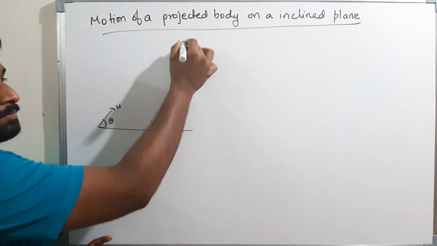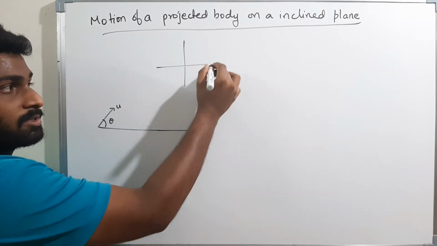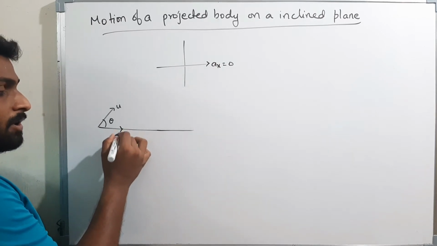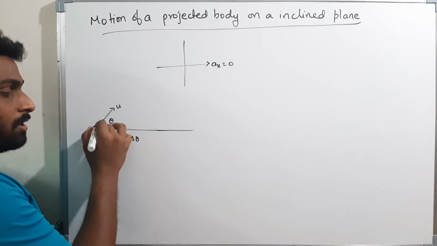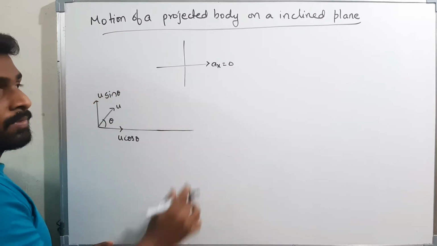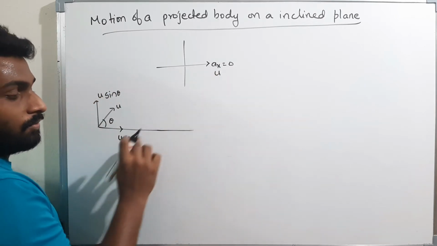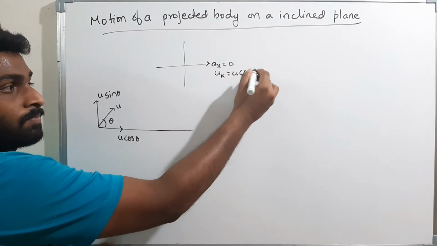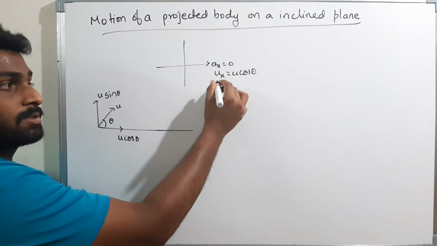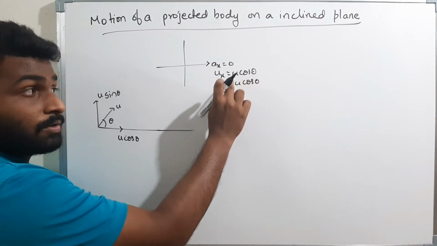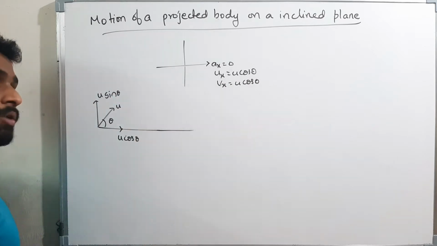Now along the x-axis, what is the acceleration? Along the x-axis, ax is equal to 0. There is no acceleration. What is the velocity? That is u cos theta. Along vertical, what is the velocity? u sin theta. Initially the velocity of the body is ux along the x-axis, u cos theta. Even after some time, vx is also u cos theta, because there is no acceleration, therefore the velocity will be constant. Okay, well and good.